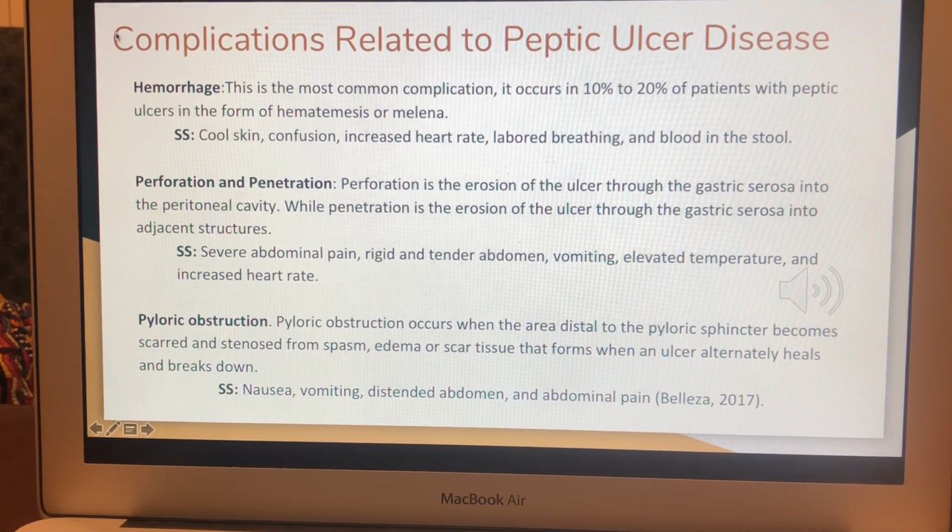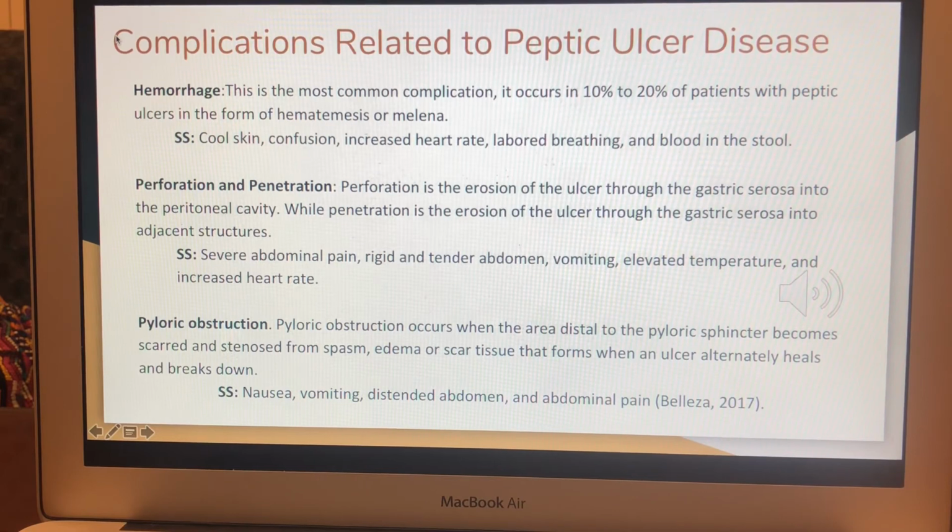That is why it is so important for our patients to understand the complications that can arise and what signs to watch for that would require them to return to the hospital.